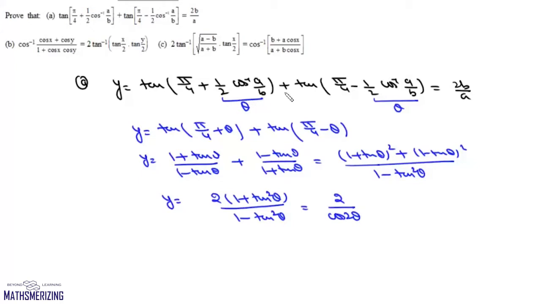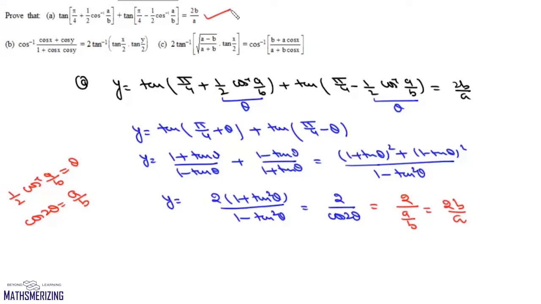Now we need to find the value of cos 2 theta. Now we look at this expression. We have 1 by 2 cos inverse of a upon b as theta. So we can write cos 2 theta as a by b. So we can write this as 2 upon a by b, and it will be simply 2b by a. So this first expression simplifies to 2b by a.